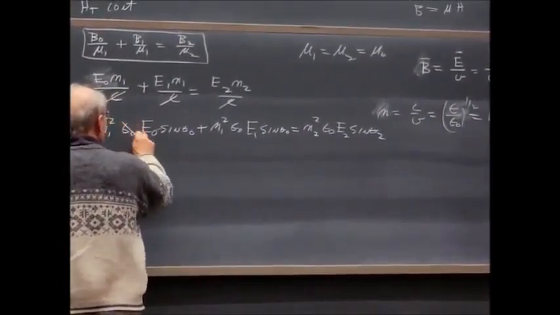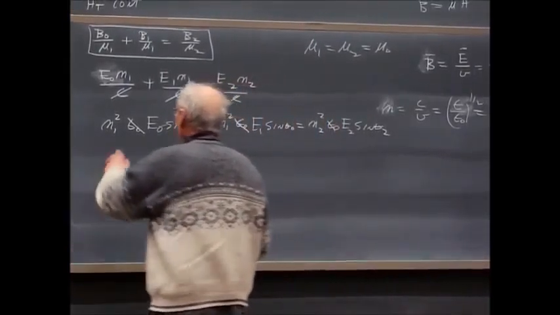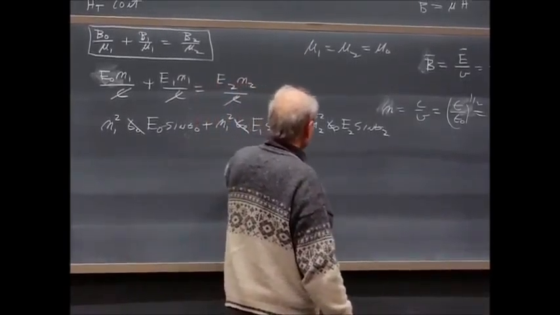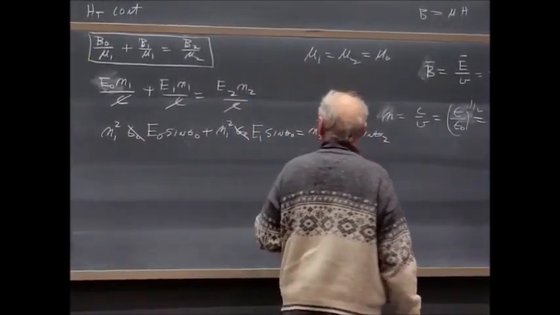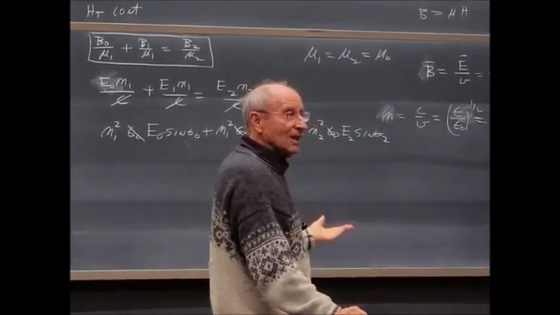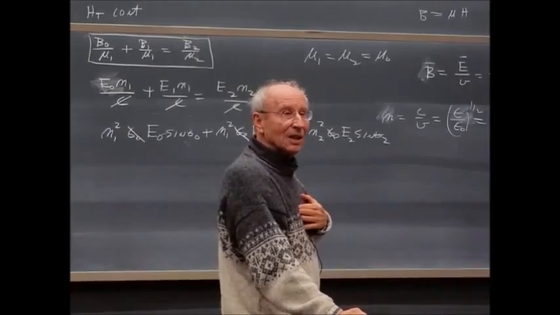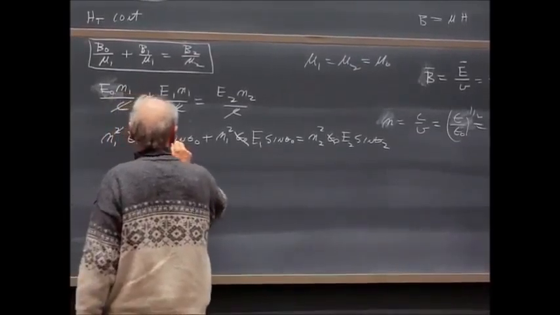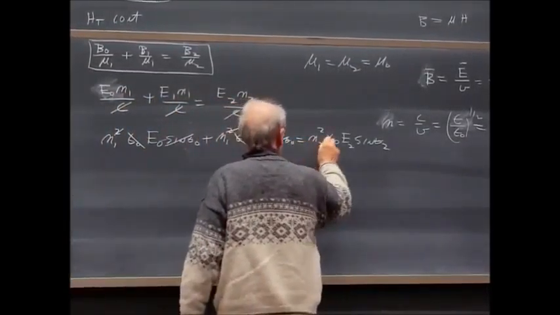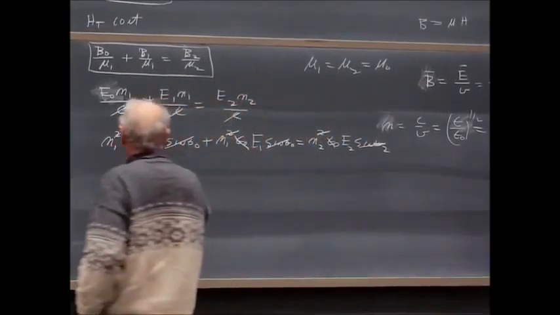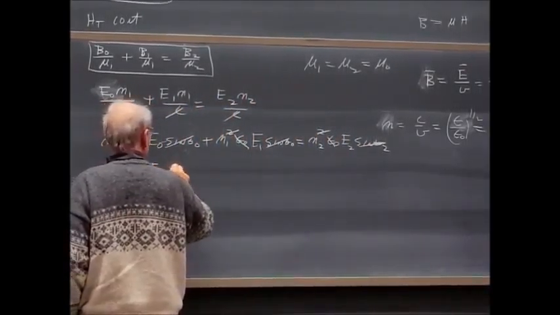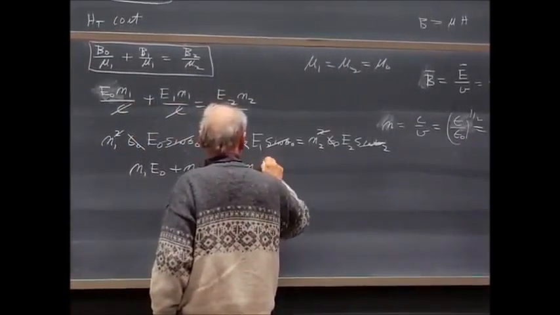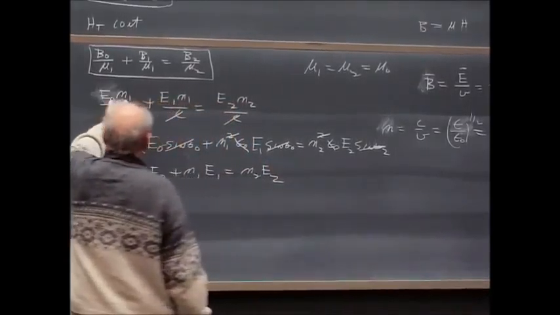Now, I can cancel out the epsilon zeros. N1 sine theta 0, N2 sine theta 0. But N1 sine theta 0 is equal to N2 sine theta 2, Snell's law. And so I can cancel one of the n's and the sines, leaving me with N1 E0 plus N1 E1 is N2 E2, which is exactly the same as this.